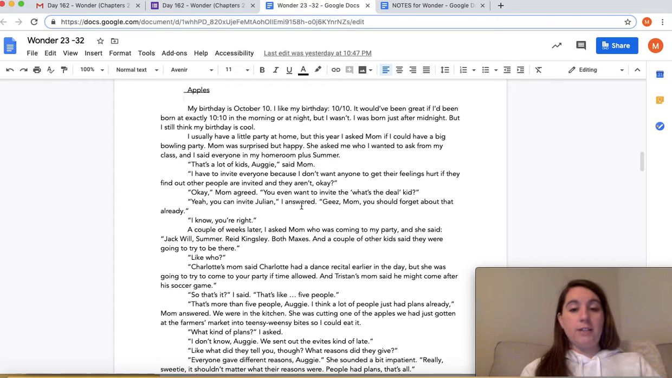She asked me who I wanted to ask from my class, and I said everyone in my homeroom, plus Summer. "It's a lot of kids, Augie," said Mom. "I have to invite everyone because I don't want anyone to get their feelings hurt. If they find out the other way, that other people are invited and they aren't, okay?" "Okay," Mom agreed. "You even want to invite the what's the deal kid?" "Yeah, you can invite Julian," I answered. "Geez, Mom, you should forget about that already."